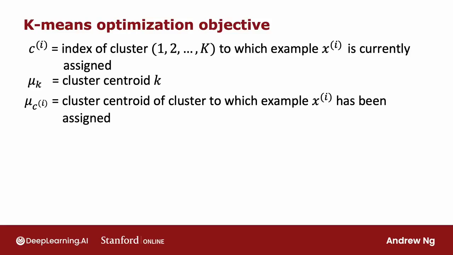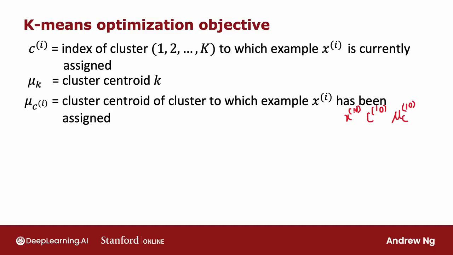So for example, if I were to look at some training example, say training example 10, and I were to ask, what's the location of the cluster centroid to which the 10th training example has been assigned? Well, I would then look up c10. This would give me a number from 1 to k that tells me, was example 10 assigned to the red or the blue or some other cluster centroid? And then mu subscript c10 is the location of the cluster centroid to which x10 has been assigned.